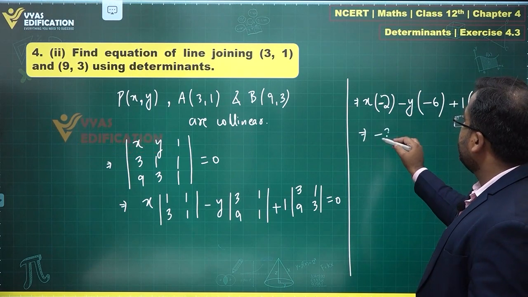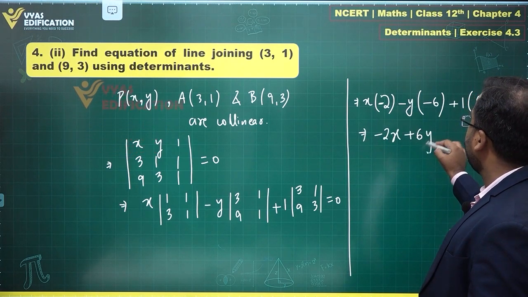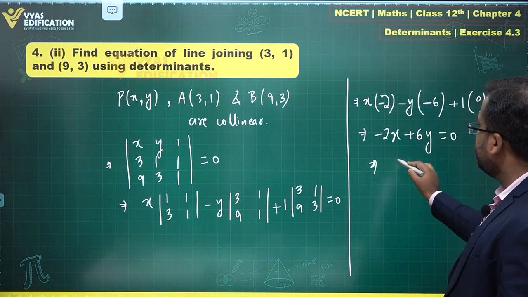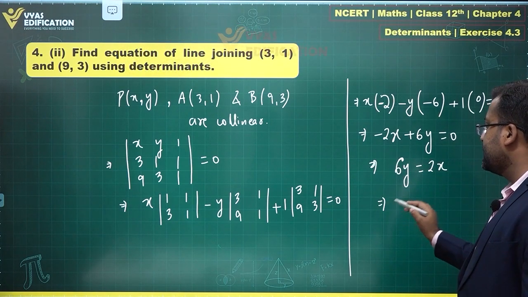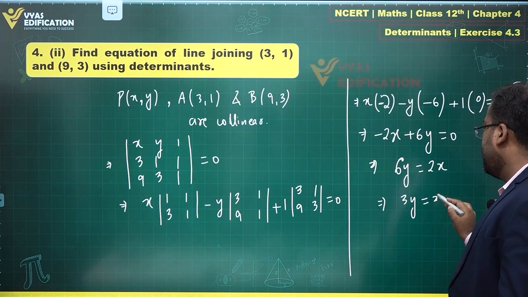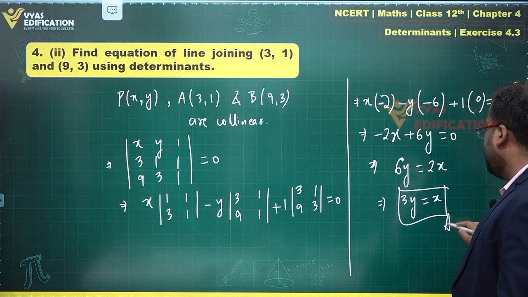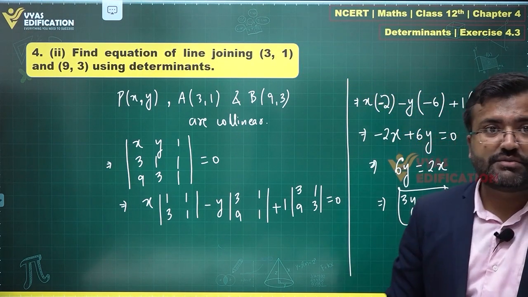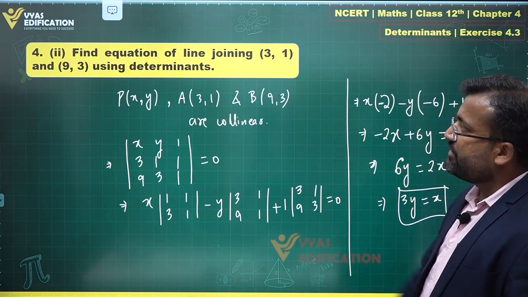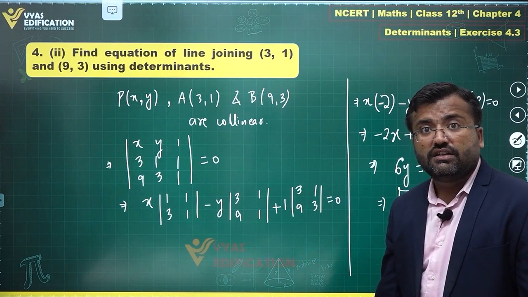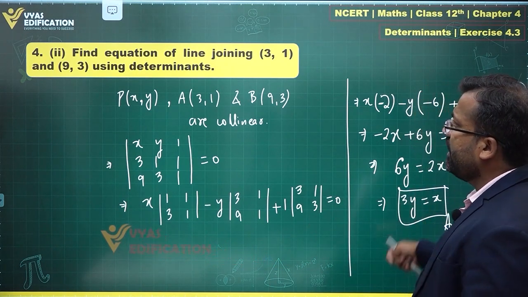This becomes minus 2x plus 6y equals 0, or you can say 6y equals 2x. Therefore, you can say that 3y equals x. This is the required equation. y equals x by 3, or 3y equals x, is the required equation of the line joining the points (3, 1) and (9, 3). Is that all? Yes, that's all that you have in this question.